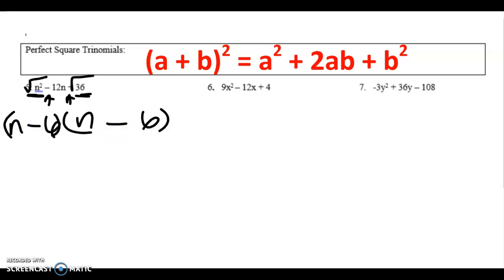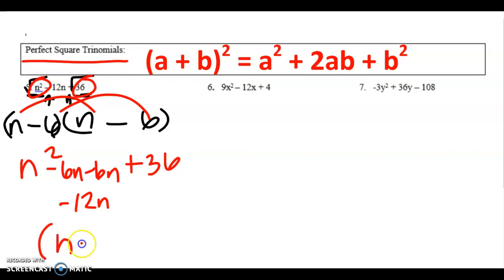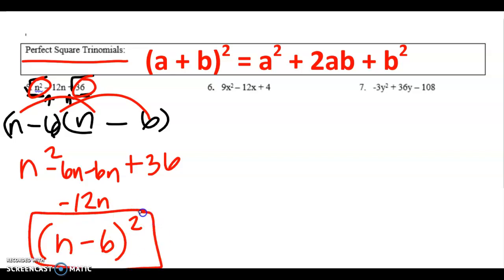Because when I FOIL this out, it's going to give me n squared. It's going to give me a positive 36. It's going to give me a negative 6n and a negative 6n, which would give me a negative 12n, okay, which goes back to my original. What we're seeing is the perfect squares because these are both perfect squares and then they factor back out. Now you can write it as n minus 6 and n minus 6, or you can write it as n minus 6 quantity squared. Either one is acceptable.